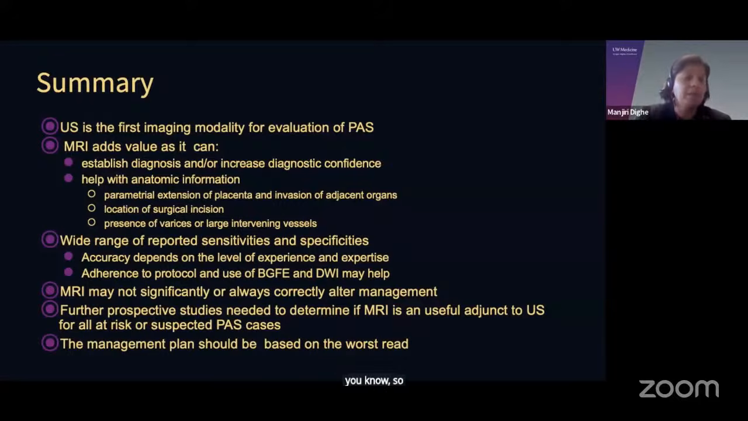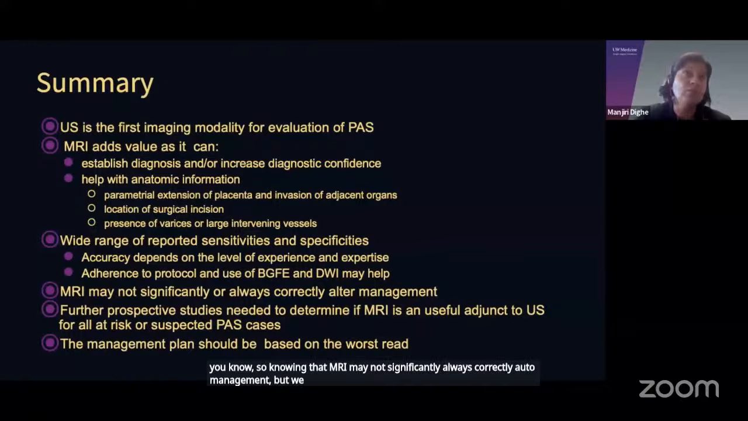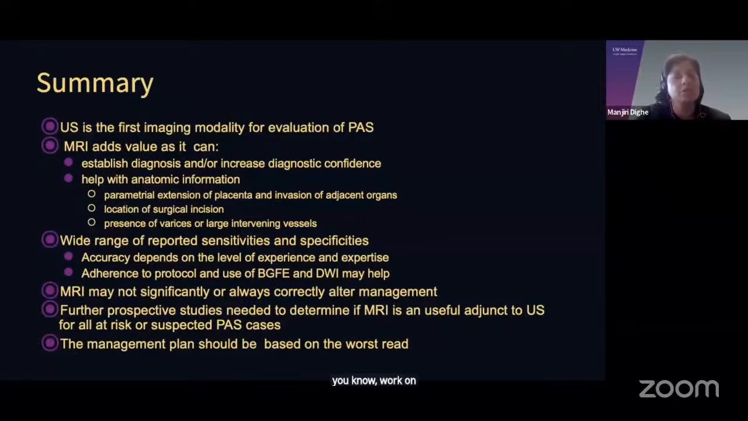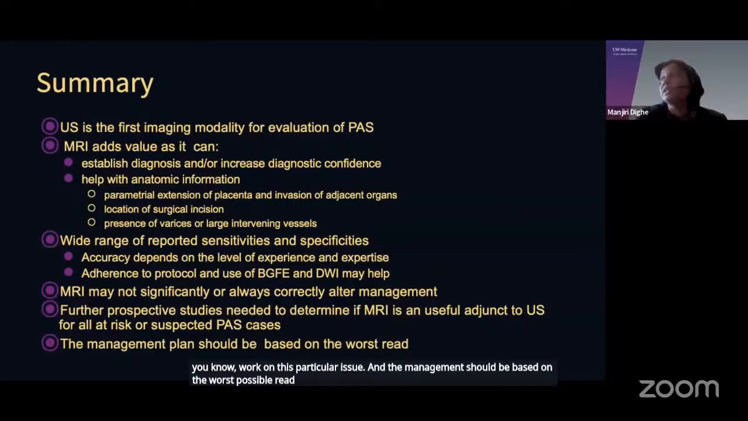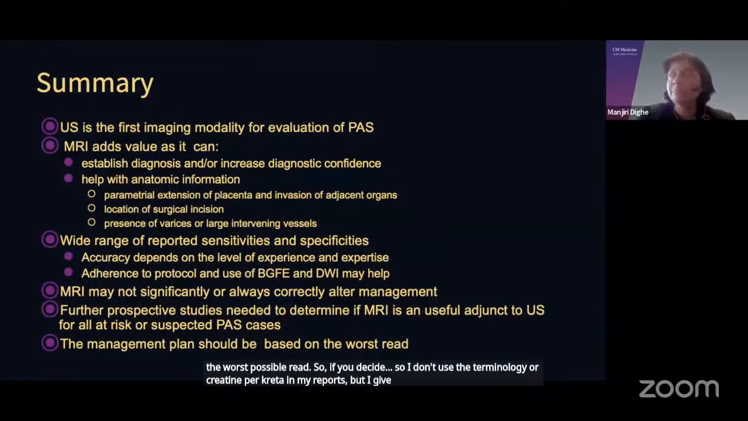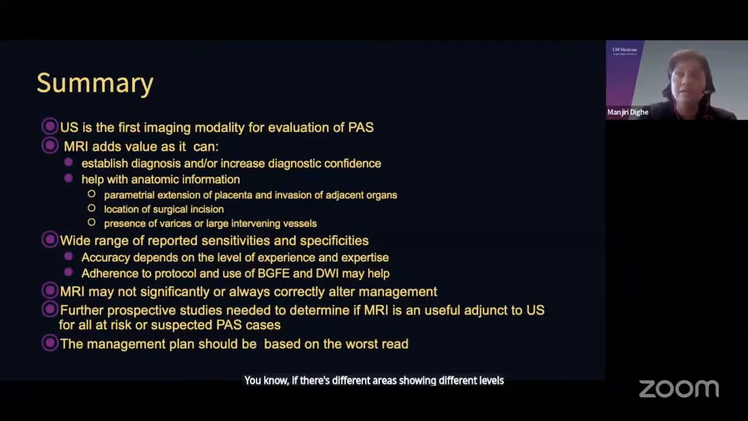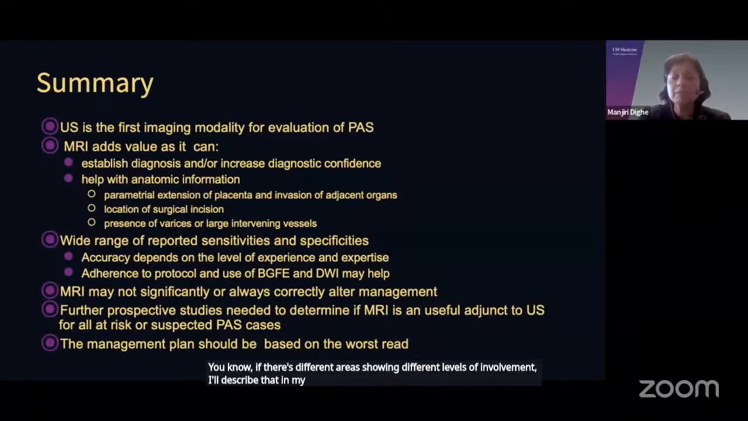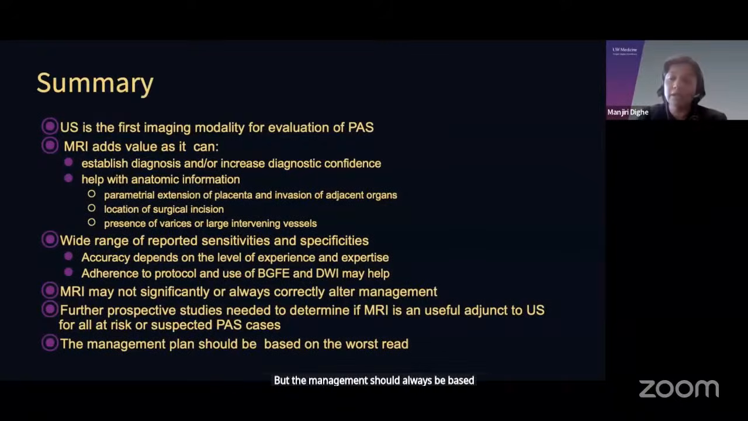So knowing that MRI may not always significantly alter management, we definitely need more future studies to work on this particular issue. And the management should be based on the worst possible read. So I don't use the terminology accreta, increta, percreta in my reports, but I give more of a descriptive report talking about the worst area as to where it is. If there's different areas showing different levels of involvement, I'll describe that in my report. But the management should always be based on the worst read.